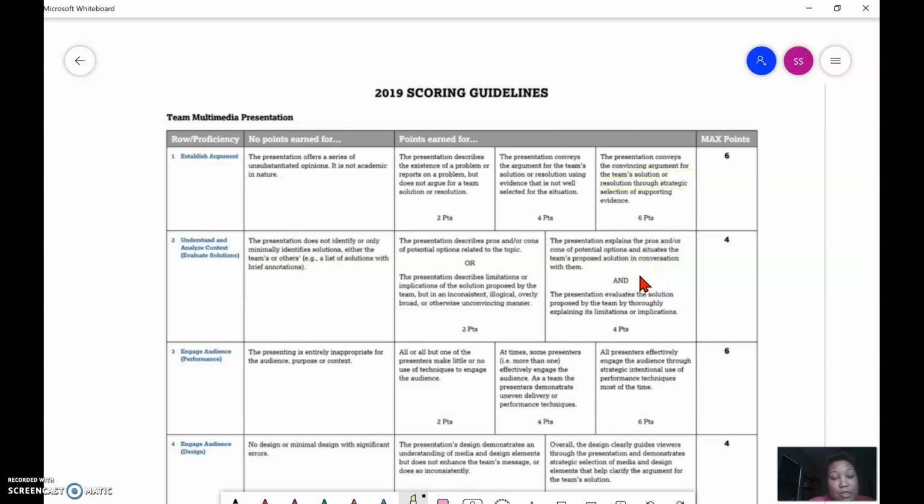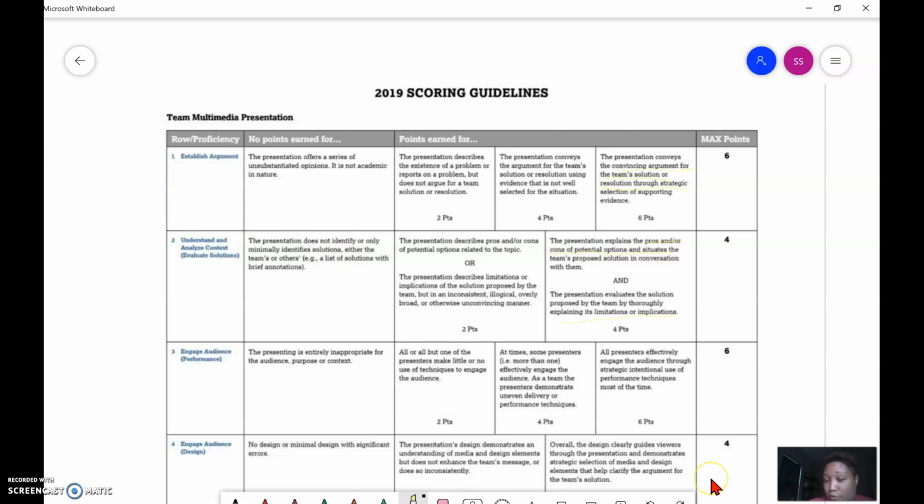The next thing you need to do is understand and analyze context, which is evaluate your solutions. So some of you in your presentations did this where you gave your limitations and implications. All right. So you present the pros and cons of your solution, your potential options that you are talking about, that are possible. But then you talk about the limitations and implications of each, including your own.